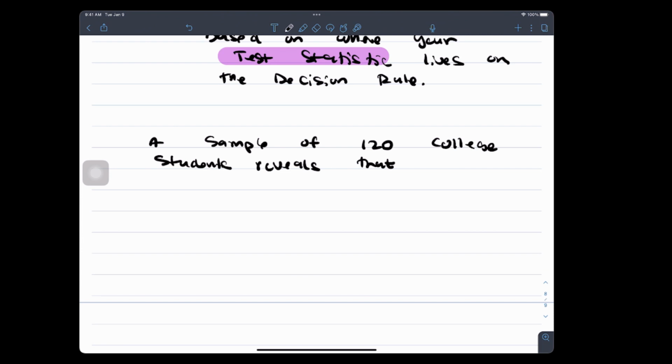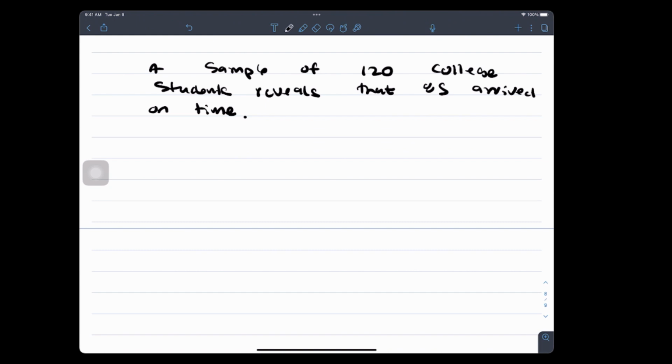So a sample of 120 college students revealed that 85 arrived on time. So what are they sharing here with you guys? Sample information, is that right? Aren't they sharing with you guys some sample information on this? Sample of what? 120 college students reveal that. What does 85 represent? Anybody know? What does that mean?